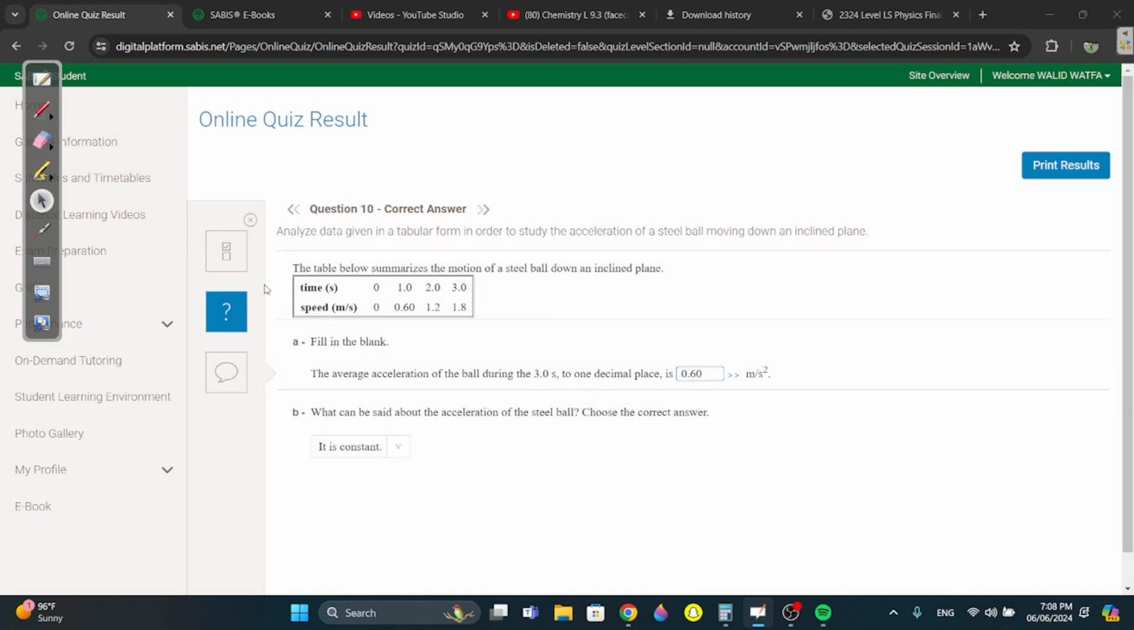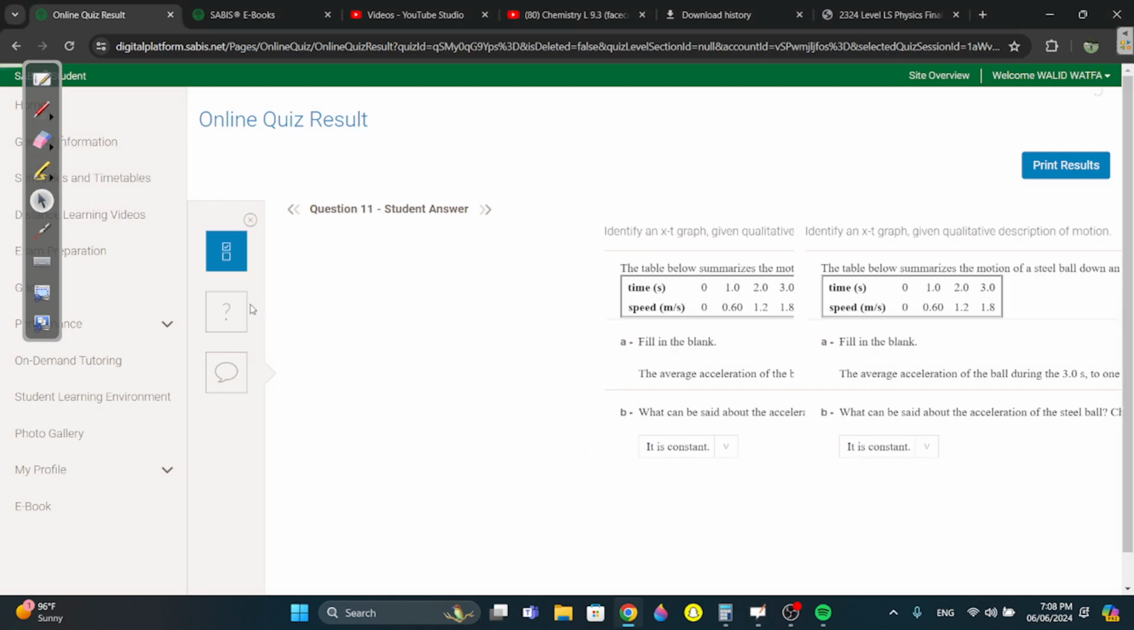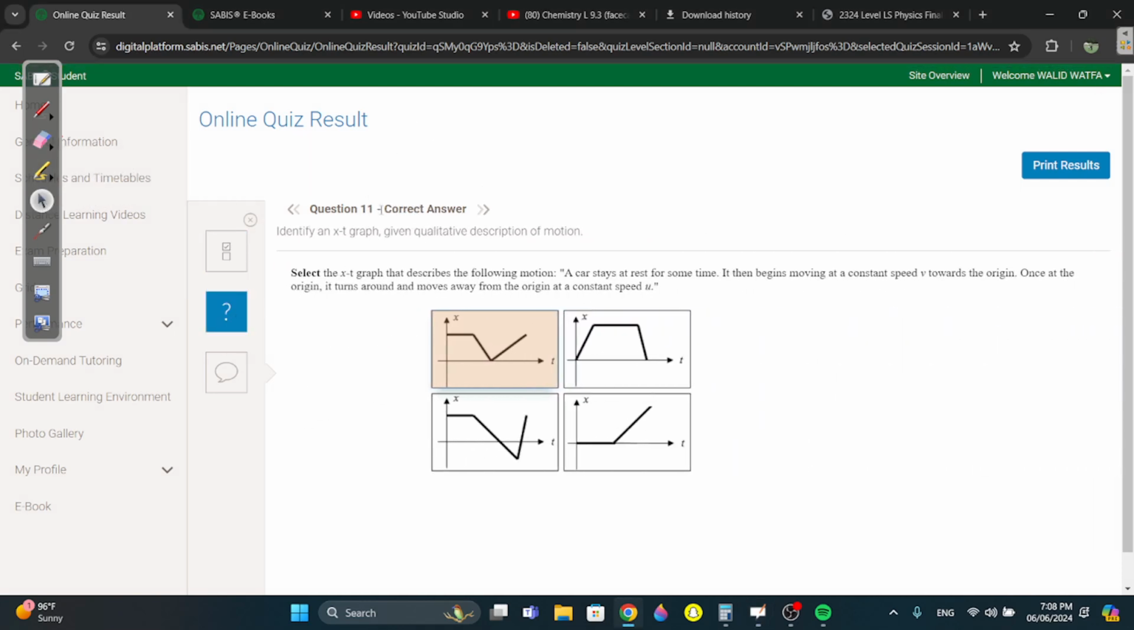What can be said about the acceleration of the steel ball? It is constant. How do you know it's constant? You have to divide this by this, this by this, this by this, and check if they're the same. Since it's constant, that means it's UARM. That's for 2.10, 2.14. Let's stay on what we're doing right now.